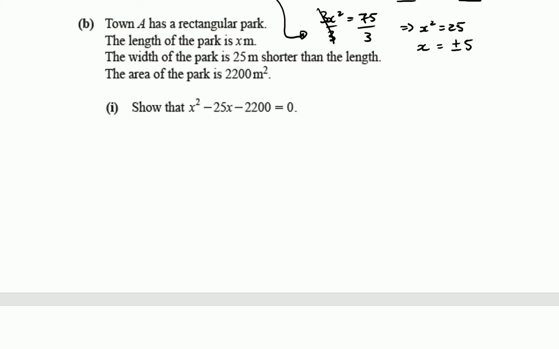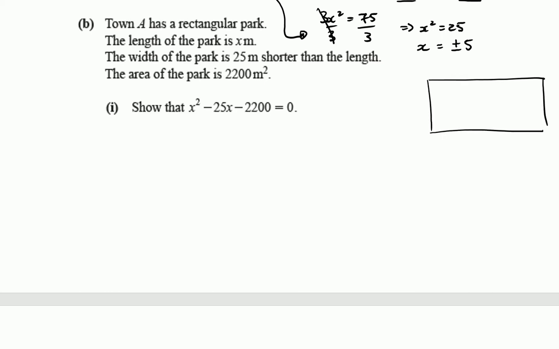Okay, so Town A has a rectangular park. The length of the park is x and the width of the park is 25 meters shorter than the length. The area of the park is 2,200 square meters. The very first thing I want to do here is draw a little picture so I can visualize all of this.